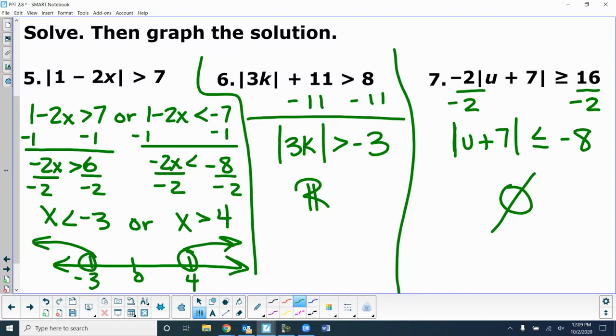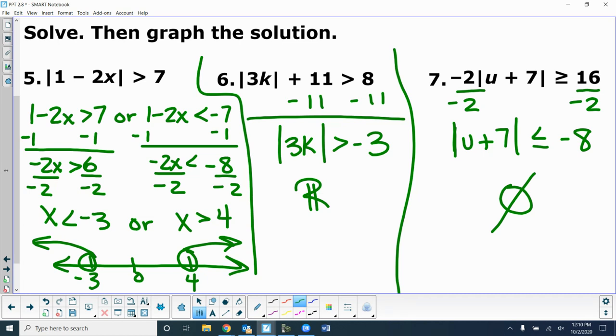Number 20 was -1 is less than x, which is also less than 1. Or you could have said x is greater than -1 and x is less than 1. So when you graph that, you have open circles at -1 and 1, and you connect them. They go towards each other. 22 is an all real numbers one. It happened to be just like this. Once you took something over, you got an absolute value greater than a negative, so it's all real numbers.